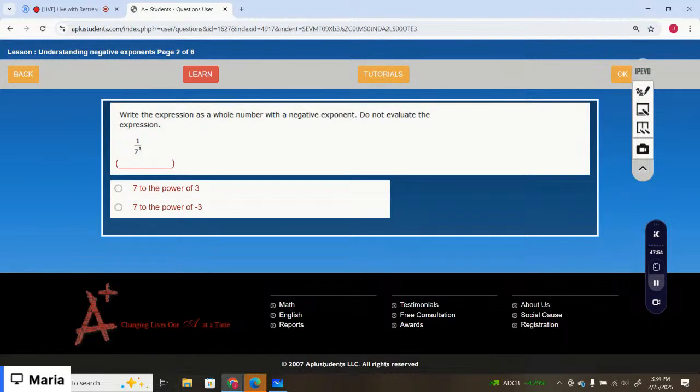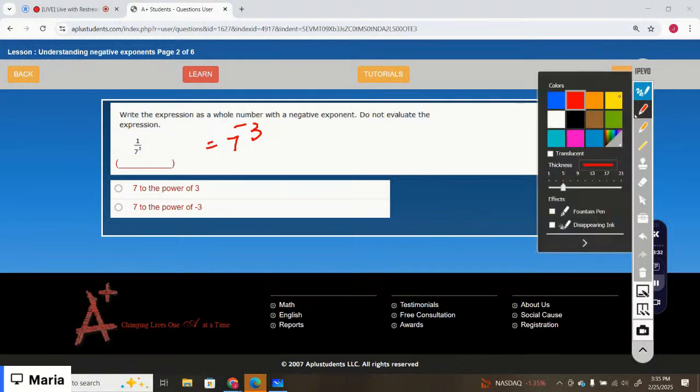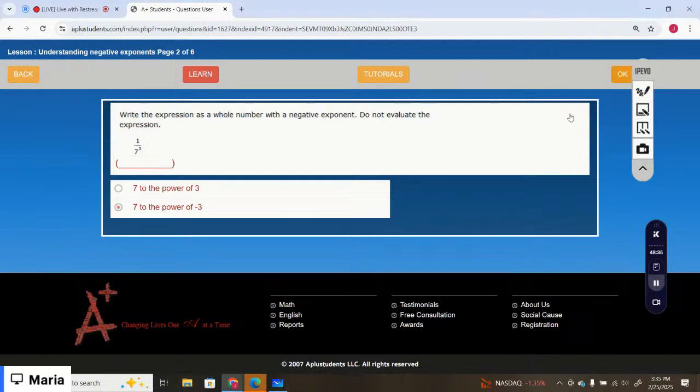1 divided by 7 exponent 3. So you can go the opposite way. Here the exponent is positive. When you write it in the numerator, it will be 7 exponent negative 3. Got it? Option number 2 is the correct option, that is 7 to the power of negative 3.